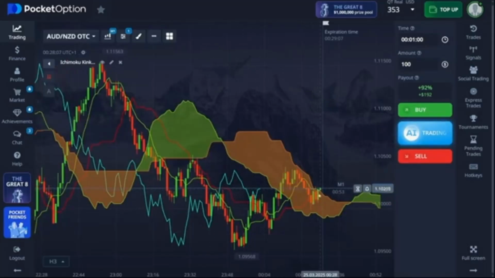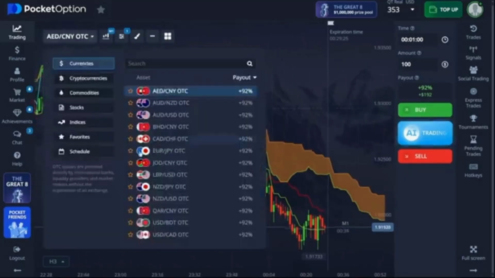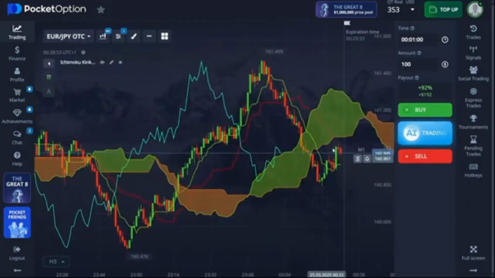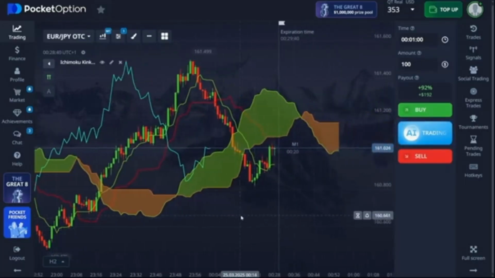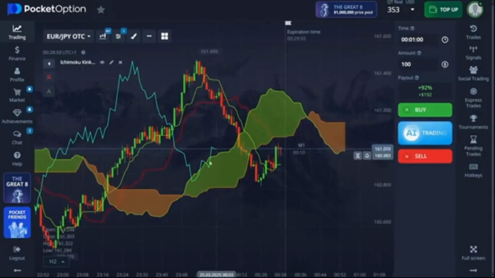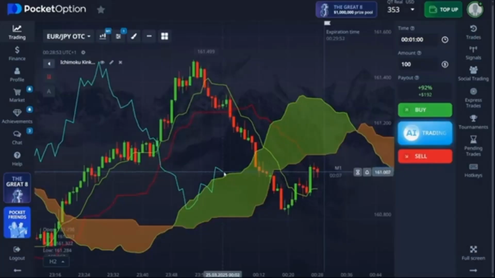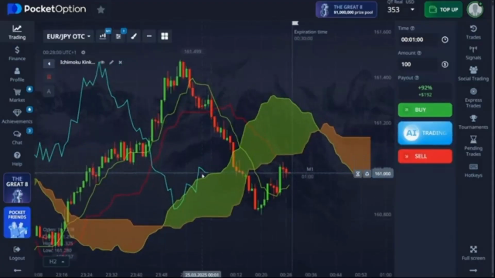Let's check another pair. Ideally, it should be outside the cloud, like here. It just exited and the trend continued upward. Note, the turquoise Chikou span line simply follows the price but shifted left. How do we use it? Simple. We need to make sure it's outside the Ichimoku cloud. If, like in this example, it's inside, that's a bad signal. In such cases, it's better to skip the trade and find another pair.